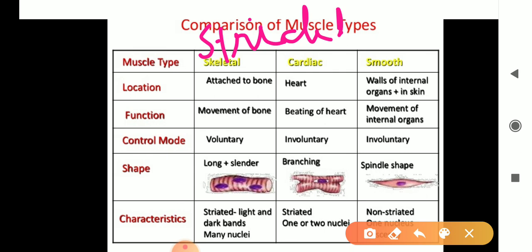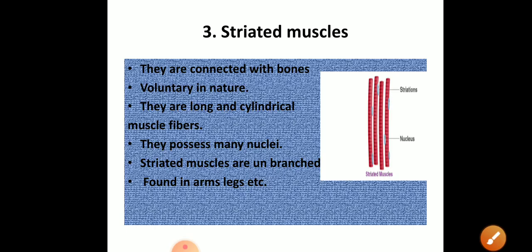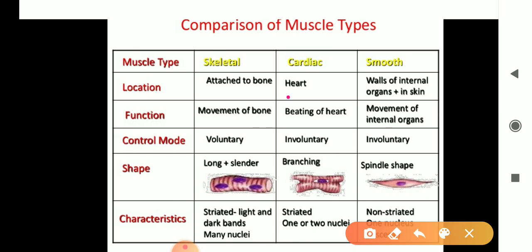Then location. I told you skeletal is directly attached to the bones, cardiac is found in the heart, and smooth is found in the visceral organs or the wall of the internal organs, and in skin. Then next is function. The function of the skeletal or striated muscle is movement of bone, of cardiac muscle is beating of the heart. It contracts and relaxes the heart. And smooth muscle is movement of the internal organs.